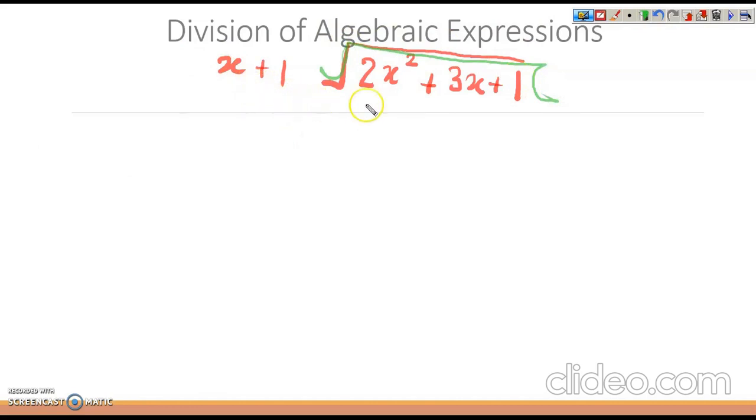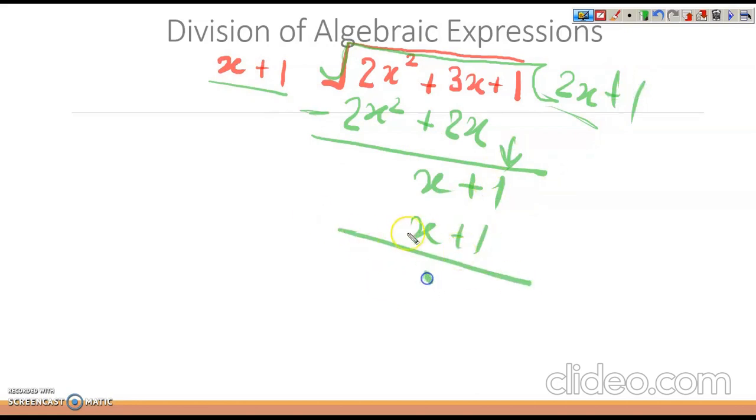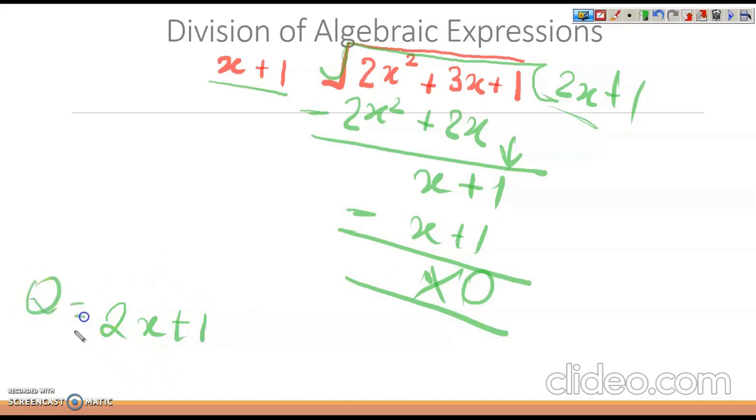First we will take 2x. It will be 2x squared plus 2x. Then we will multiply 2x with this one, then we will subtract them. It will be x plus 1 that comes here, so 2x plus 1 and here x plus 1. It will cancel, and the remainder will be 0. So the quotient will be 2x plus 1 and the remainder will be 0.